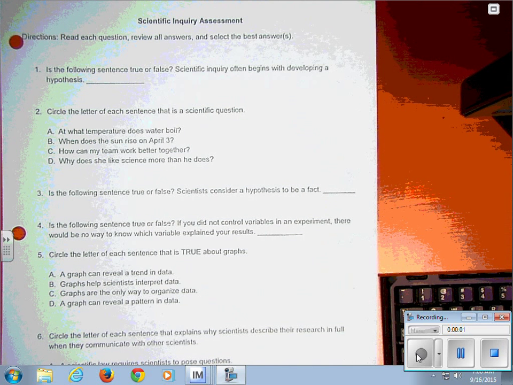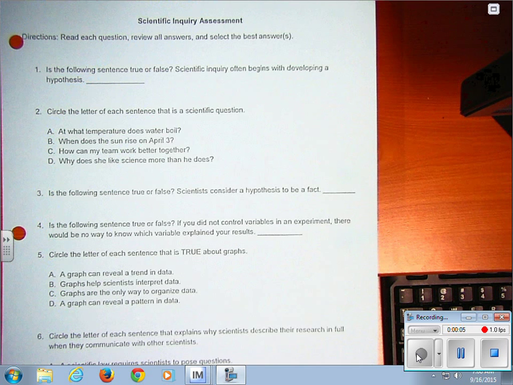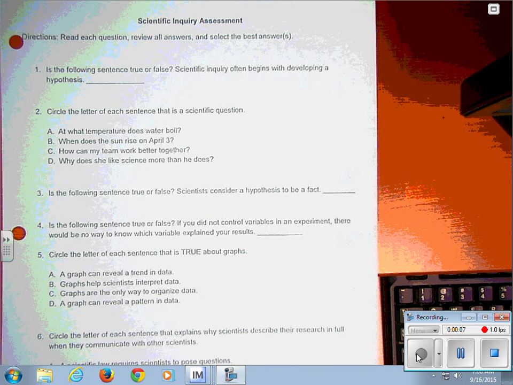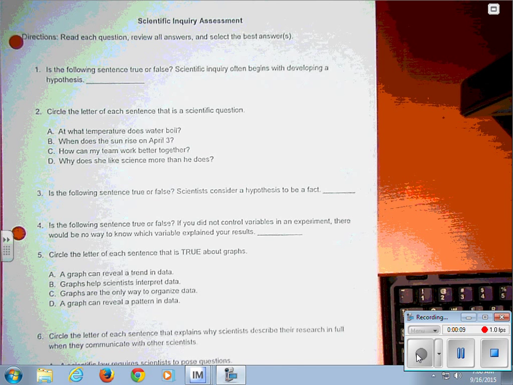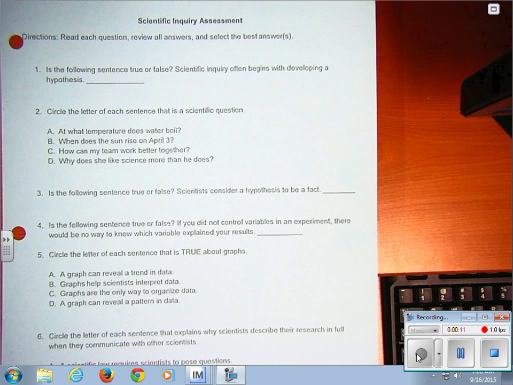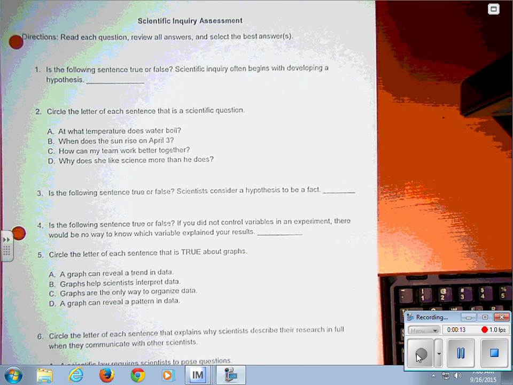Okay, let's take a look at the scientific inquiry assessment. This is our post assessment. The directions say read each question, review all answers, and select the best answer. Number one, is the following sentence true or false? Scientific inquiry often begins with developing a hypothesis.